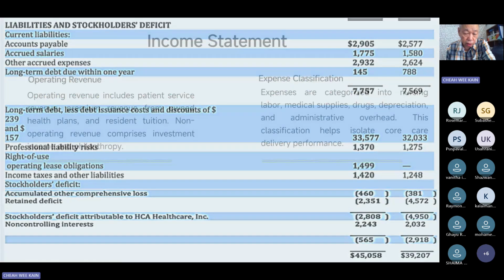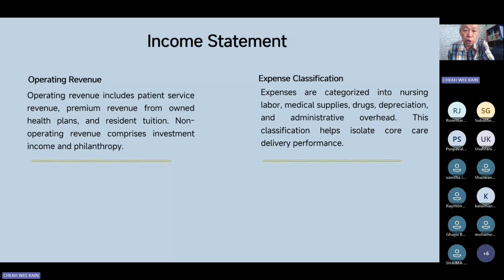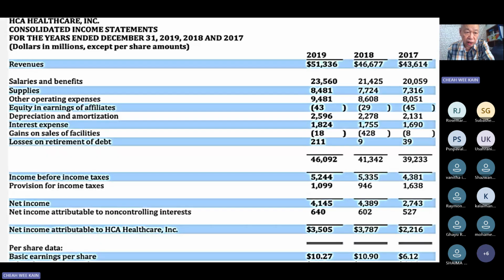Okay, now the other statement is called the income statement. It shows you how much sales you make and how much profit. Okay, it looks like this. Same company, HCL Healthcare. This is the actual company in the US, no? I just extracted the figures they showed. This is the sales amount.